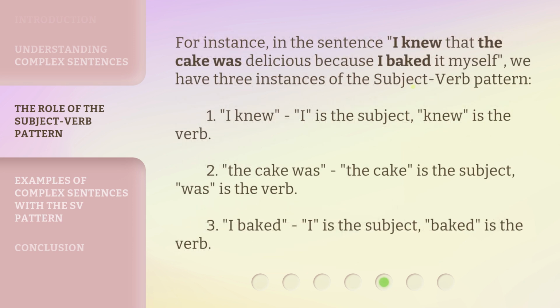For instance, in the sentence, I knew that the cake was delicious because I baked it myself, we have three instances of the subject-verb pattern. 1. I knew: I is the subject, knew is the verb. 2. The cake was: the cake is the subject, was is the verb. 3. I baked: I is the subject, baked is the verb.